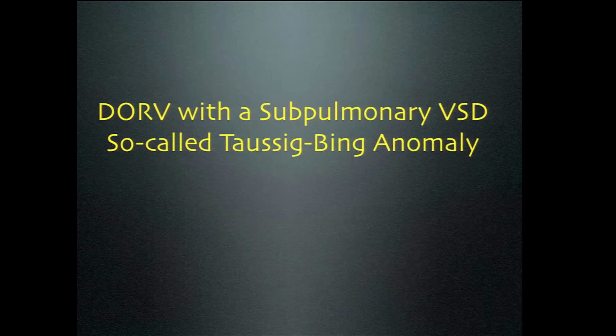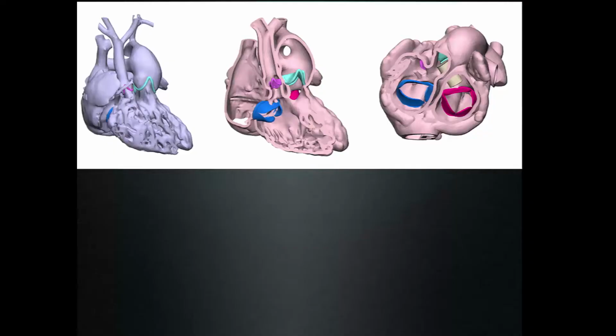So let's talk about double outlet right ventricle with a subpulmonary VSD, the so-called Taussig-Bing anomaly. This is one of those. You have a right ventricle, a small aorta, and a large pulmonary trunk arising from the right ventricle, with the infundibular or outlet septum here. Opening that, you can see the tricuspid valve, aortic valve, pulmonary valve, and bilateral infundibulum. The VSD is below the pulmonary valve. Okay, the outlet septum is at the right margin of the VSD. And seen from above, this infundibular septum goes to the right margin of the VSD.